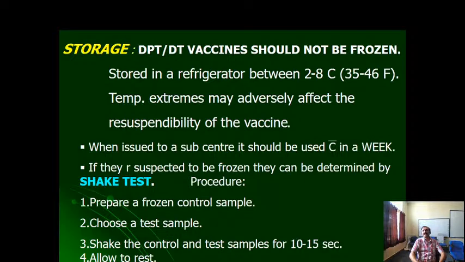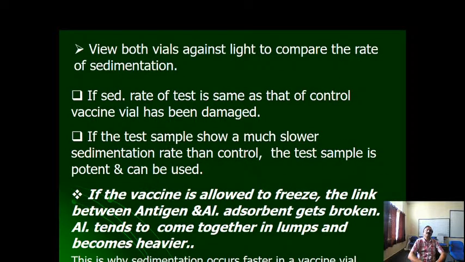If you suspect that the vaccine has been frozen, use the shake test. Shake the control and test samples for 10 to 15 seconds, and allow them to rest. Compare the vials. If you've got sediments, do not use it. If the test sample shows a much lower sedimentation rate than the control, the test sample is potent and can be used. If the vaccine is allowed to freeze, the link between the antigen and the aluminum adsorbent gets broken. Aluminum tends to come together in lumps and becomes heavier. This is why sedimentation occurs faster in a vaccine vial which has been frozen.